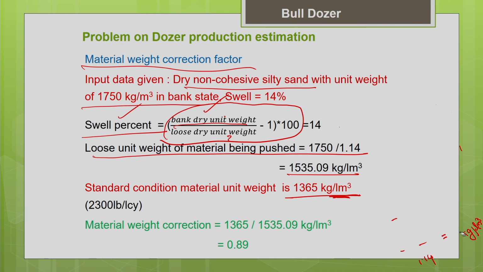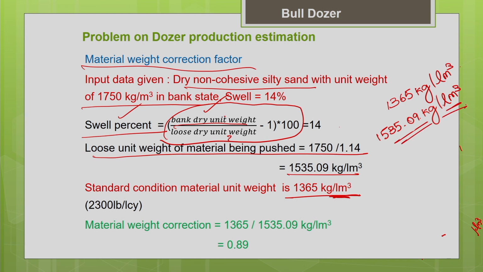Okay, your standard condition is 1365 kg per loose meter cube. So now your project condition is 1535.09 per loose meter cube. So obviously your project soil is more dense when compared to the standard condition curve. Okay, so that means this is going to affect the productivity.